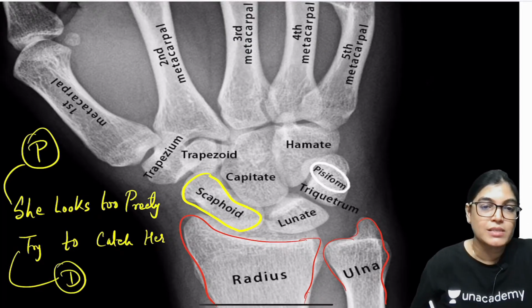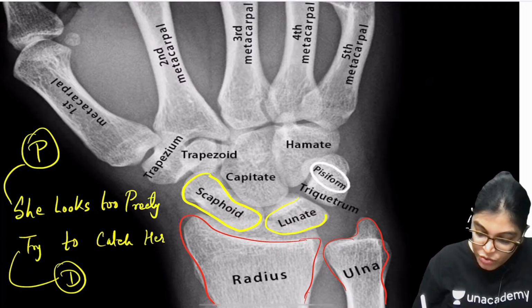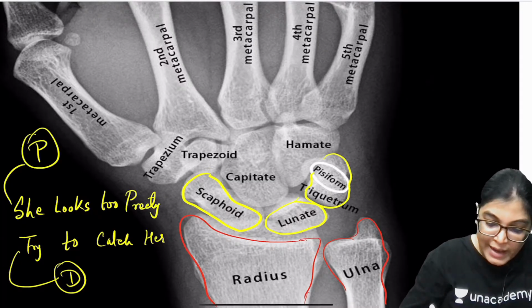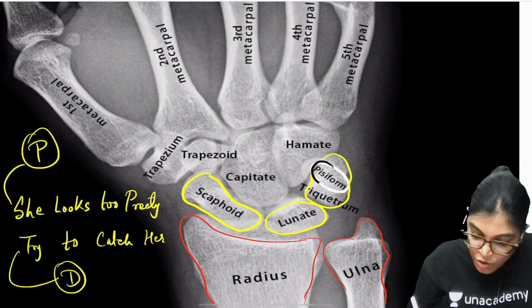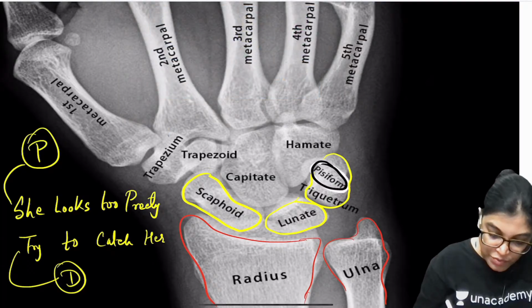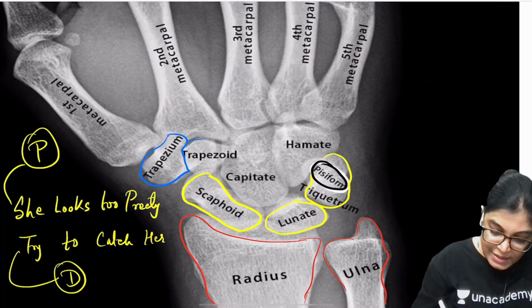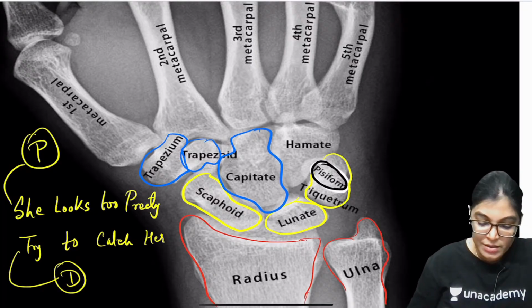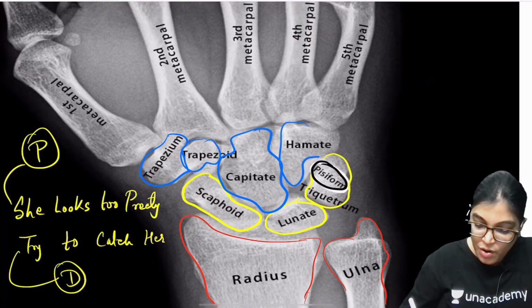So starting with the proximal row: scaphoid, adjacent to it is the lunate, then the triquetrum, and on the top of the triquetrum the bone which is resting is the pisiform bone. Now moving to the distal row, the first bone is the trapezium, adjacent to it is the trapezoid, the largest bone is the capitate. Okay, catch her, her for hamate.